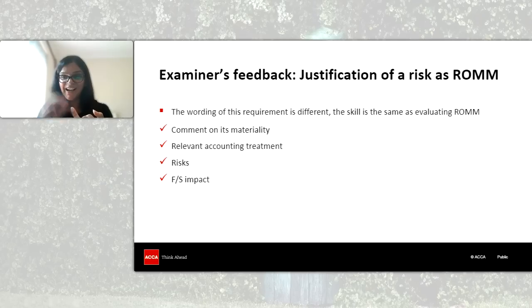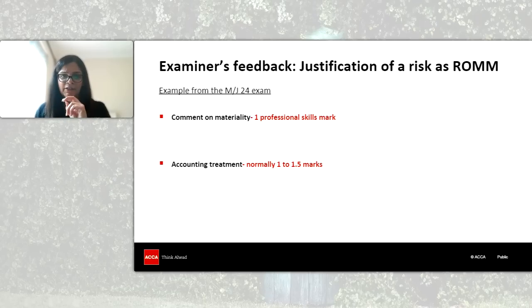The risks are where most of my marks were, right? So the judgment, the uncertainty, and all of that. And then talk about the financial statement impact. So at the end of the day, it's the same format. It's the requirement that has been worded differently. And of course, a few more marks in the risks element.